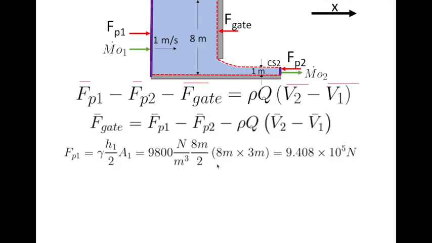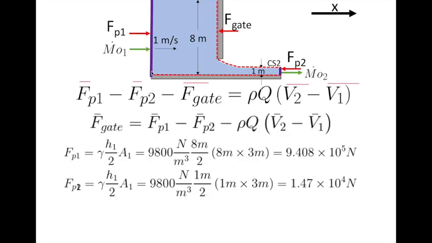Okay, so I've got 9.408 times 10 to the 5th newtons. That's my total force on this control surface. Do the same thing over on the other side. Okay, so this is my total force due to hydrostatic pressure at point 2, acting back towards the left, 1.47 times 10 to the 4th, if I'm not mistaken. Okay, and then from the continuity equation, I can calculate my volume flow rate, Q. No problem if I did that right.